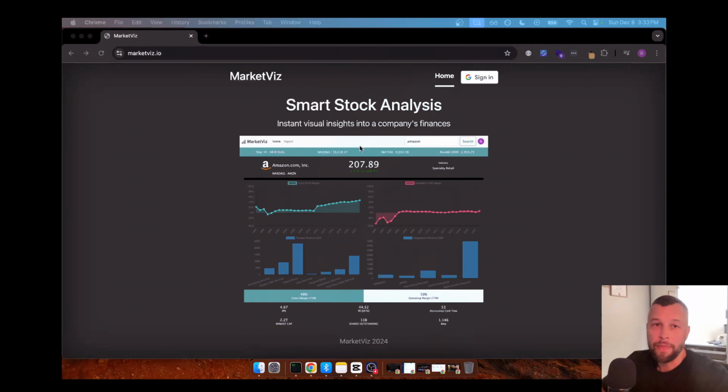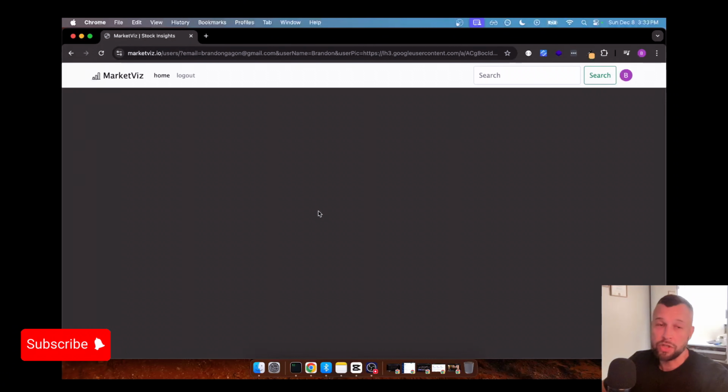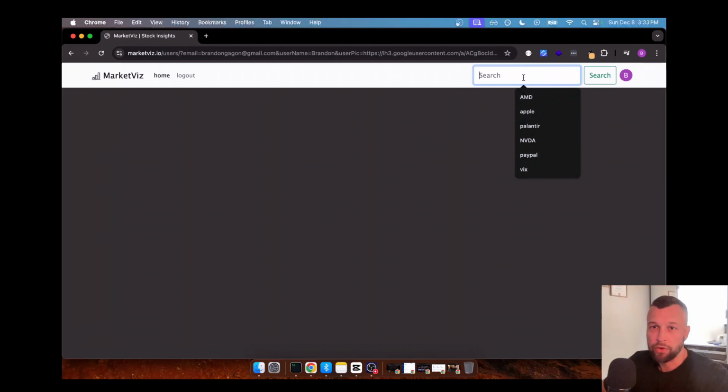Here we are at the MarketViz web app homepage or landing page. We can go ahead and sign in with our Google login. And this will take us to essentially the main dashboard where we have our search bar.